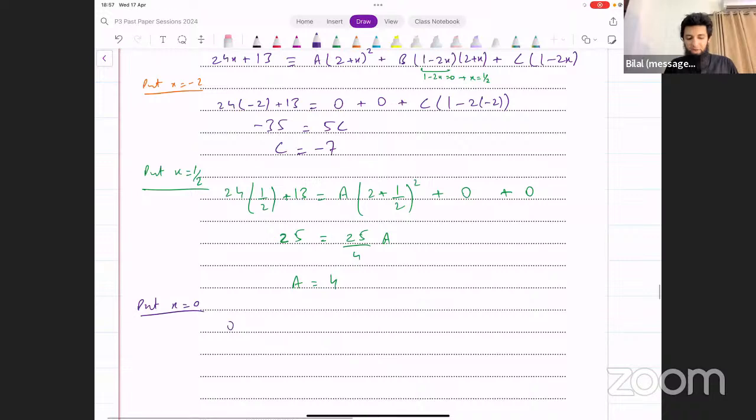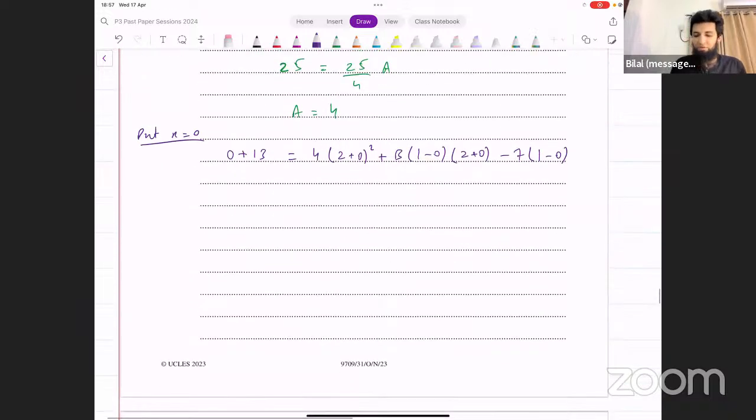On the left side, you have 0 plus 13 when you input x equal to 0. On the right side, you have A. Now you can input the values of A and c, which we have found already. A is 4 into 2 plus 0 whole squared plus B, which is what you have to find out, into 1 minus 0 into 2 plus 0. And then the value of c is minus 7. So minus 7 into 1 minus 0. You could simplify all of this to find the value of B.